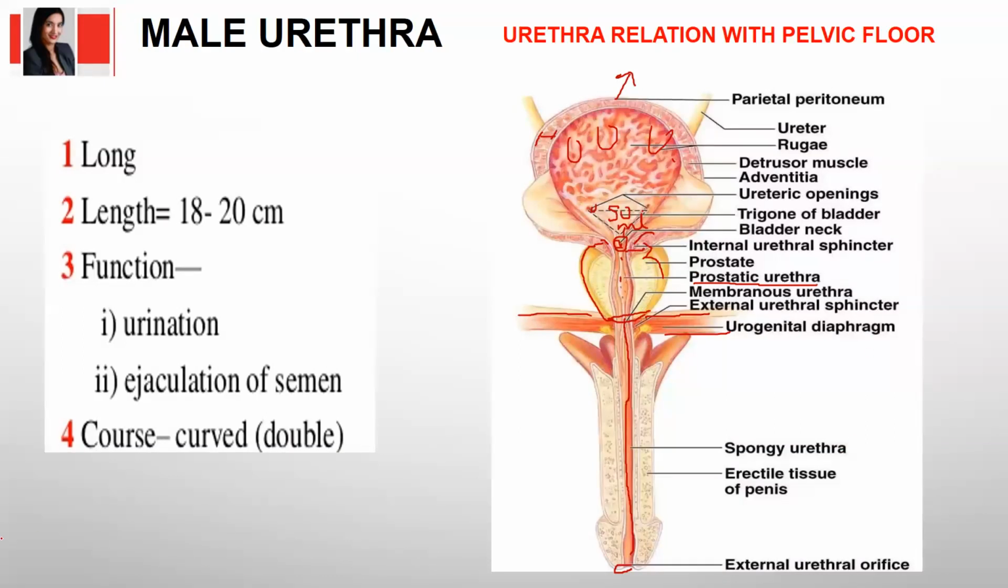So when we are talking about the urethra of a male, it's quite long. It is 18 to 20 centimeters in length. And the function we already discussed. Whenever we are talking about the urethra, it's not a straight urethra in a male. It's a curved urethra like this. It's because the penile structure is passing through different areas, isn't it?